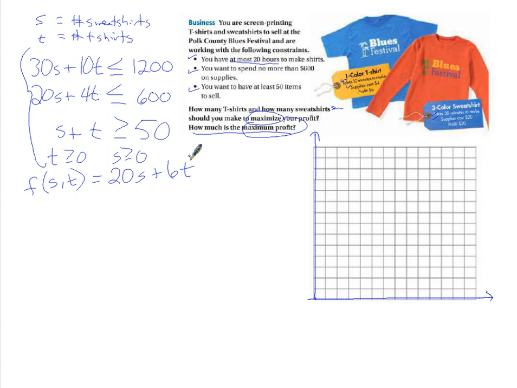So let's take a look at, actually before I do that, based on the way my objective function is written, what do you want to put on the x-axis? It doesn't matter. You can put sweatshirts or t-shirts. But normally in function notation, we'd write x comma y for our ordered pairs. So we've kind of put s in the x position. So I'm going to put sweatshirts on my x-axis. So this will be number of sweatshirts. And then t-shirts on the y-axis.